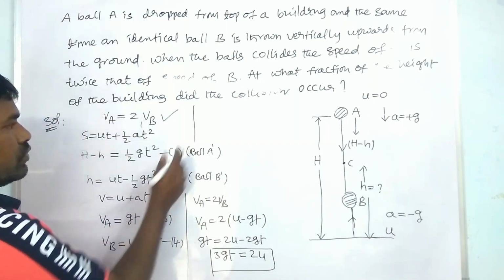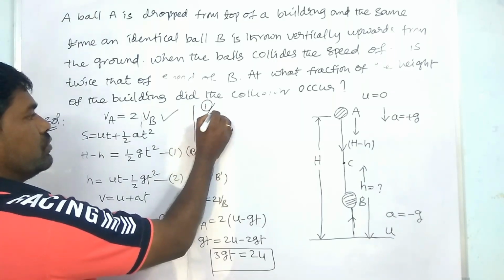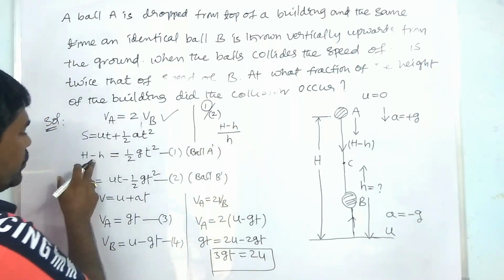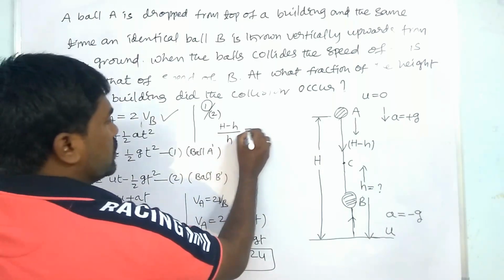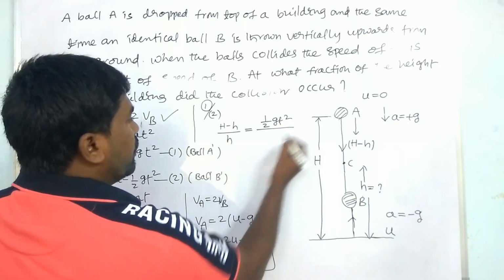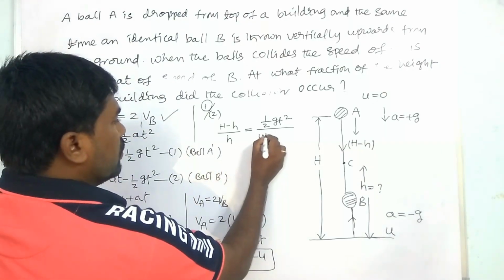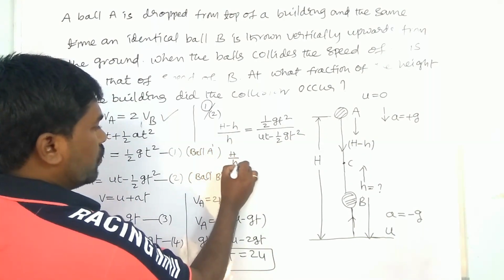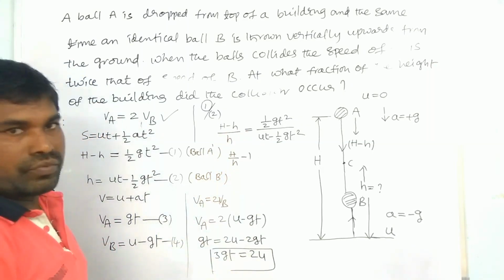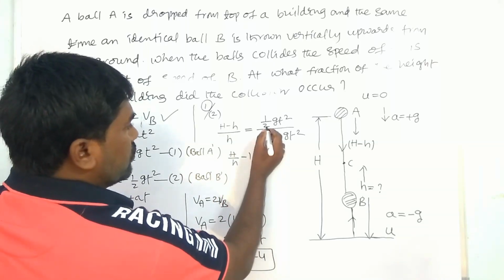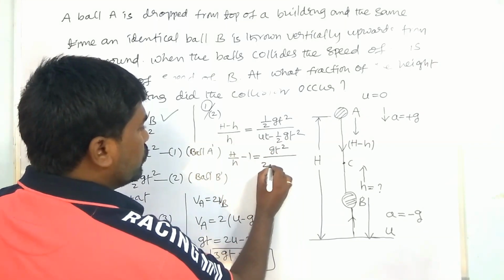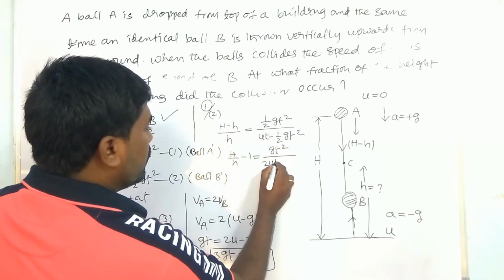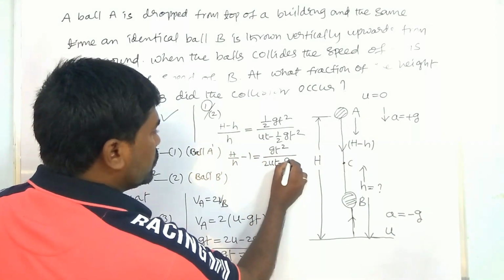So from equation 1 and 2, we can divide equation 1 by the second equation. So let us write H minus h by small h. This is the first equation, LHS by LHS, RHS by RHS. RHS is 1 by 2 GT square by UT minus half GT square. So let us simplify here. Capital H by small h minus small h by small h will be cancelled, it is 1. And here it is equal, you have to multiply by 2, it is 2UT minus 2 into 1 by 2, cancelled out, it is GT square.